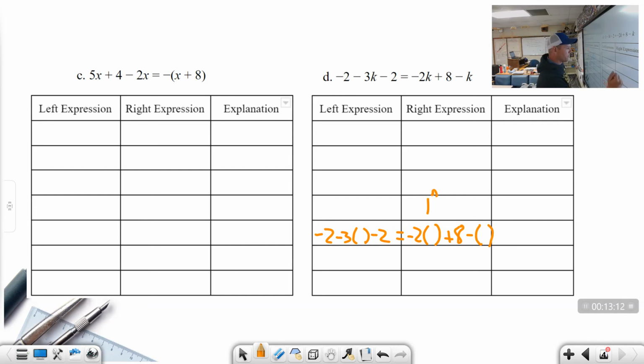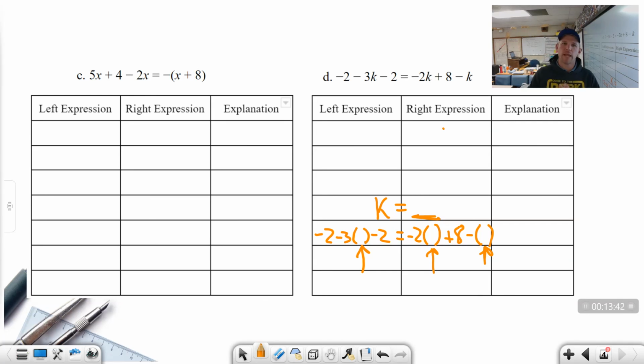Up here you're going to find that k is a number. You're going to take that number and put it where the variable was. This is verifying your work. This is checking your work to make sure that you got it right.